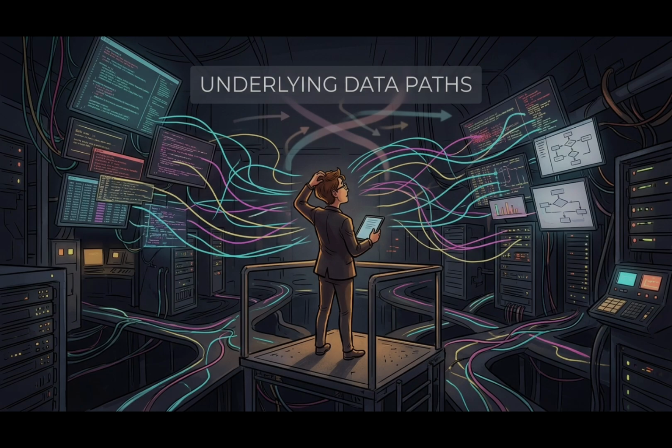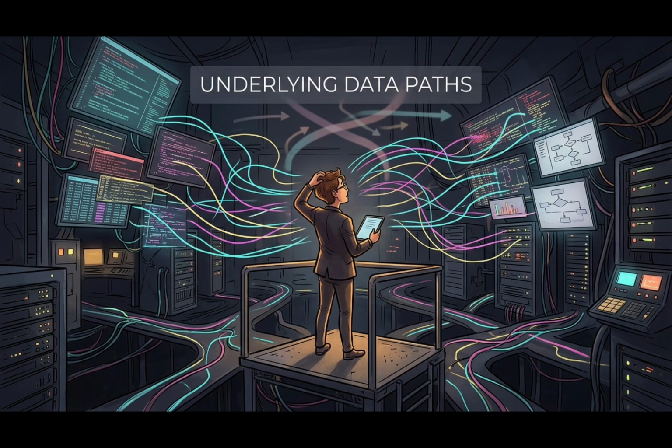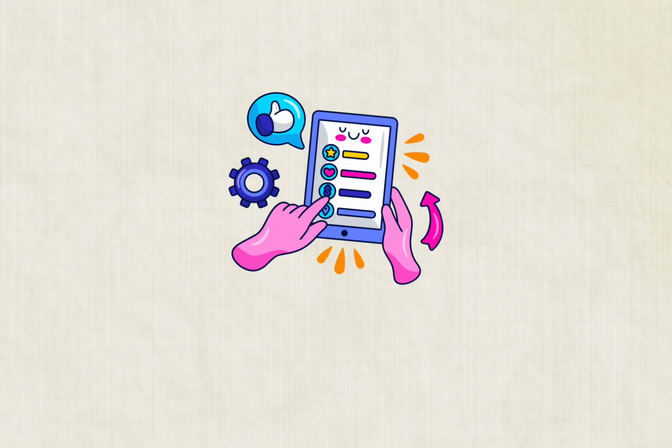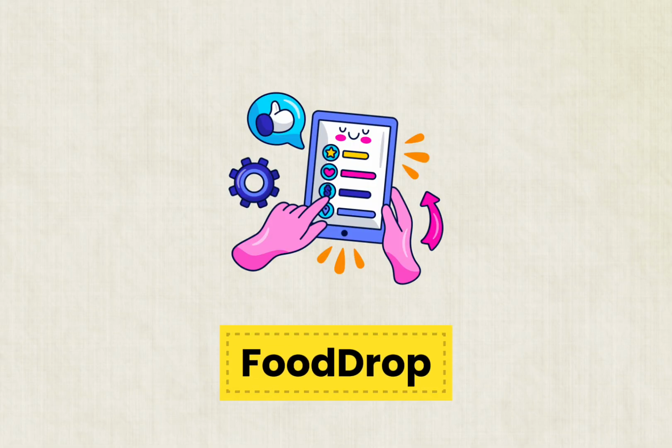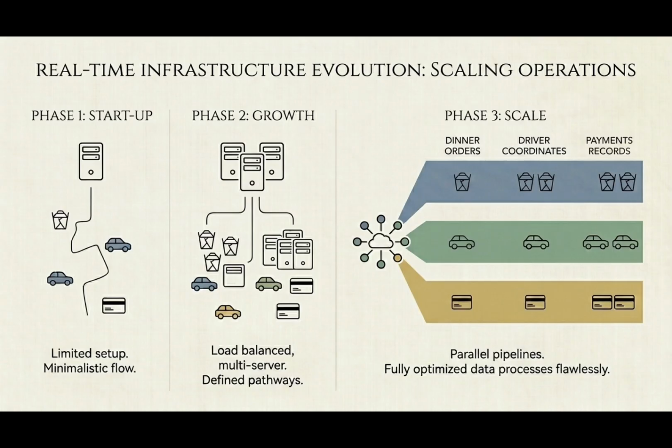If you don't understand the underlying paths data takes, navigating production systems can feel completely overwhelming. To keep this practical and easy to follow, we are going to look at a highly relatable scenario. We'll follow the journey of a food delivery application called FoodDrop, tracking how its infrastructure evolved to route thousands of real-time dinner orders, driver coordinates, and payment records cleanly across the internet as the company grew over the years.